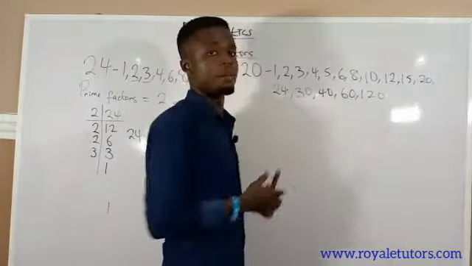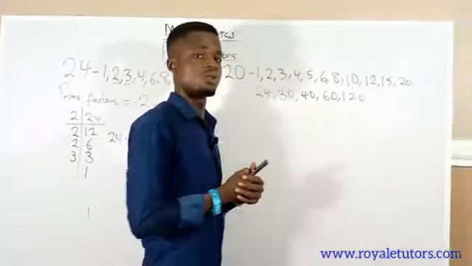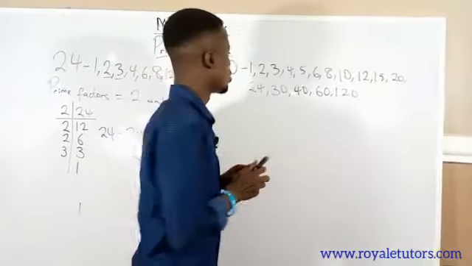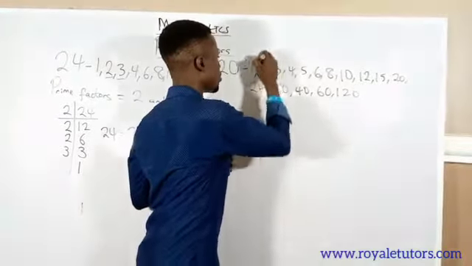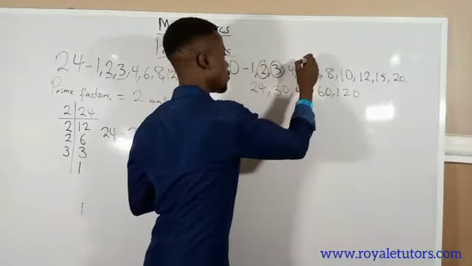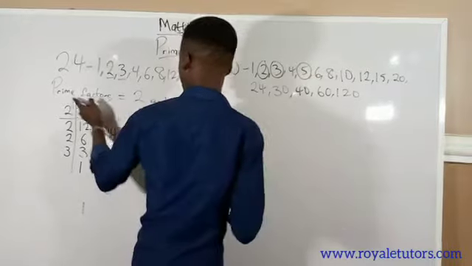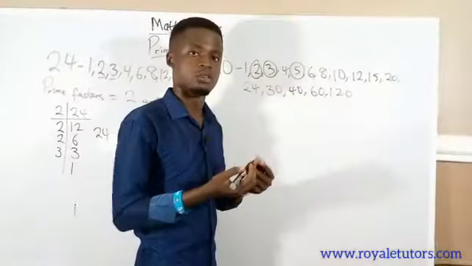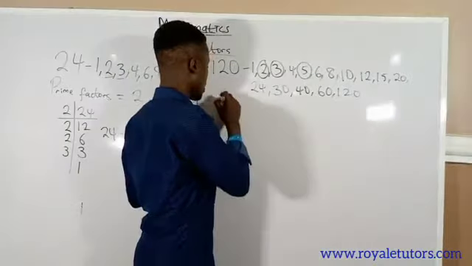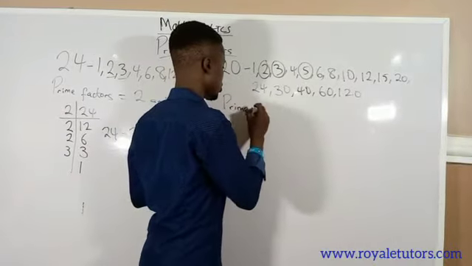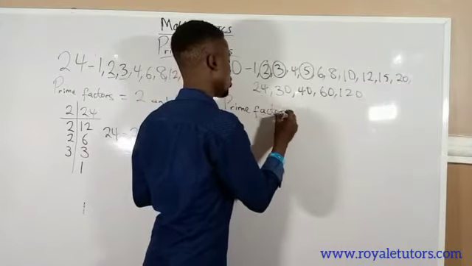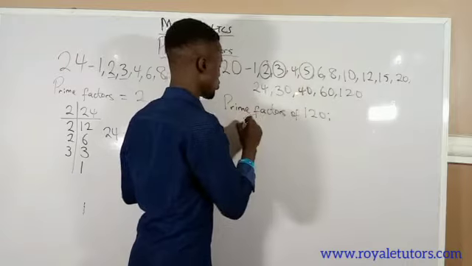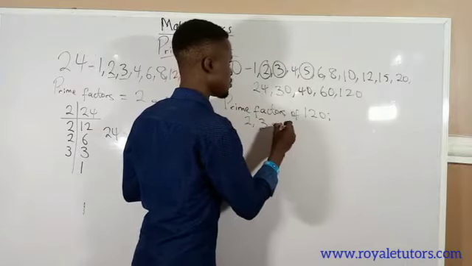we check which of them are prime. Don't forget, in our previous video, we already established the fact that prime numbers are numbers that have just 2 factors, 1 and themselves. So you have 2 is a prime number, 3 is a prime number, 5 is a prime number. So what we are doing is the same thing. We want to list out the prime numbers to know what we are going to divide with. So you have prime factors of 120, you have them as 2, 3, and 5.